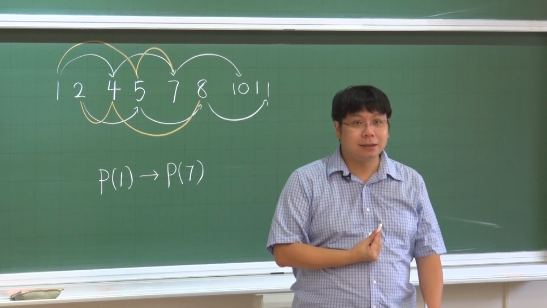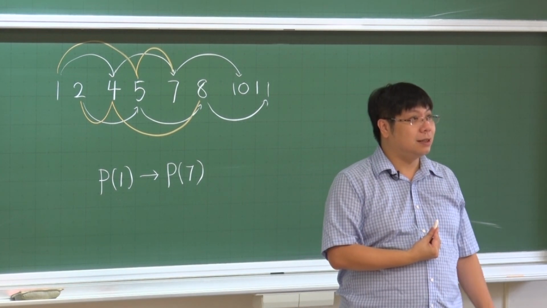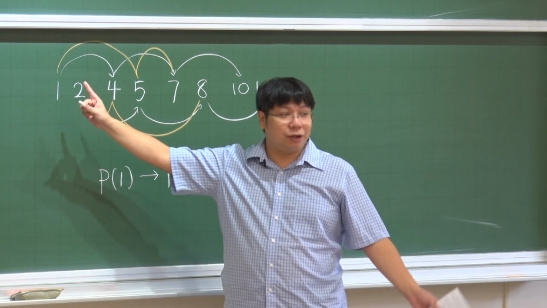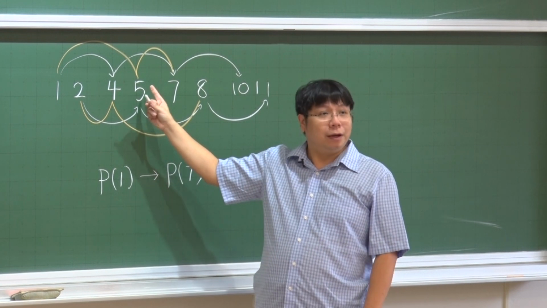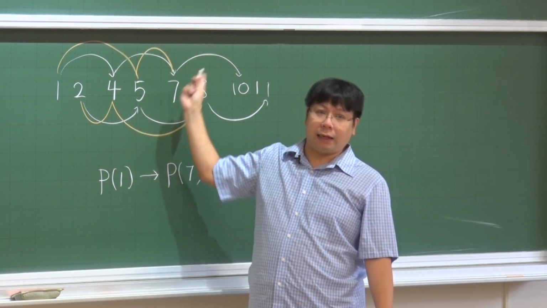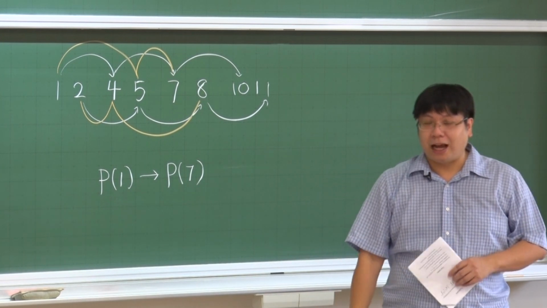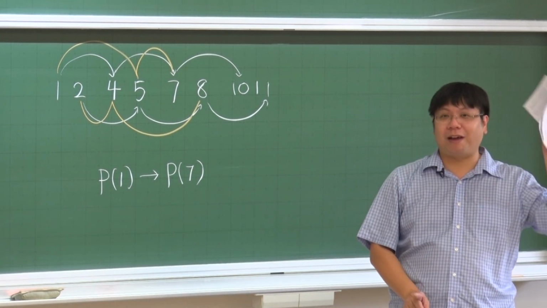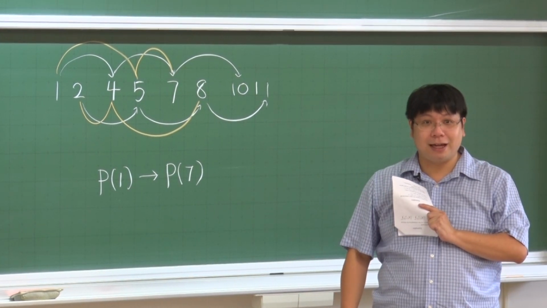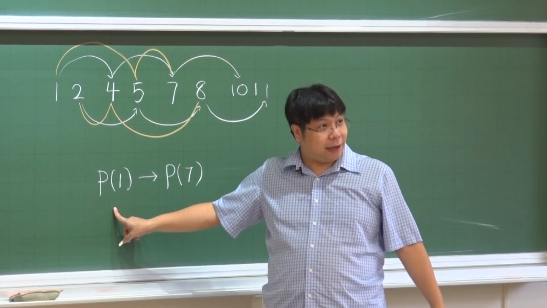Does that make sense? Is that okay? Yeah, because I will later show that P1 is true implies P5 is true, and P5 is true then implies P7 is true. So by hypothetical syllogism, we will have P1 implies P7. Is that okay? So we have P1 implies P7.